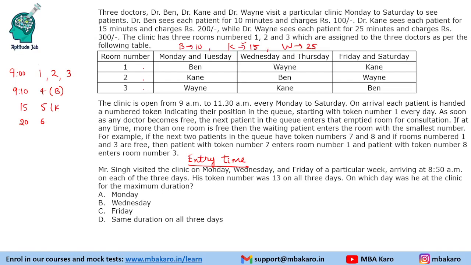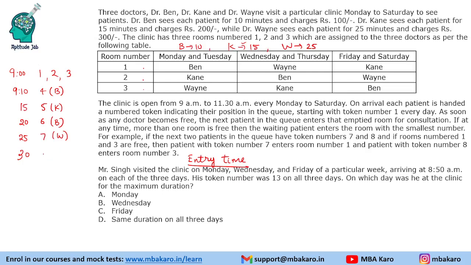This will go to Kane, and this will go to Ben. At 20 Ben will finish. At 25 again Wayne will finish, so token number 7 will enter to Wayne. Now then we have at 30 both Ben and Kane will finish.